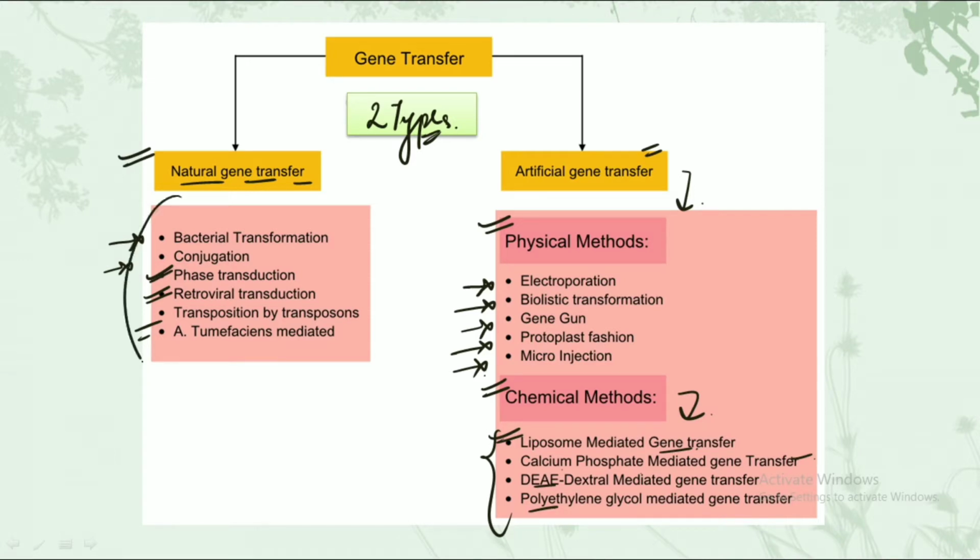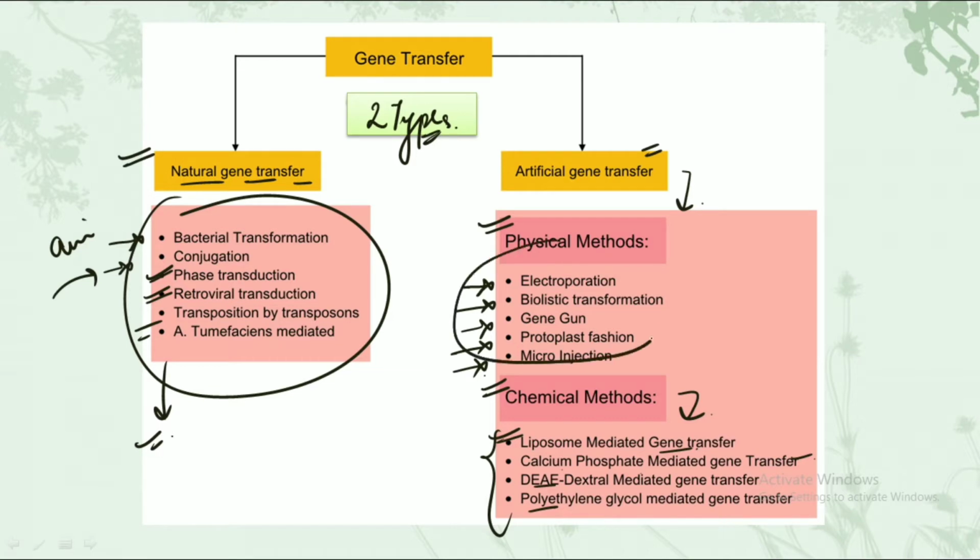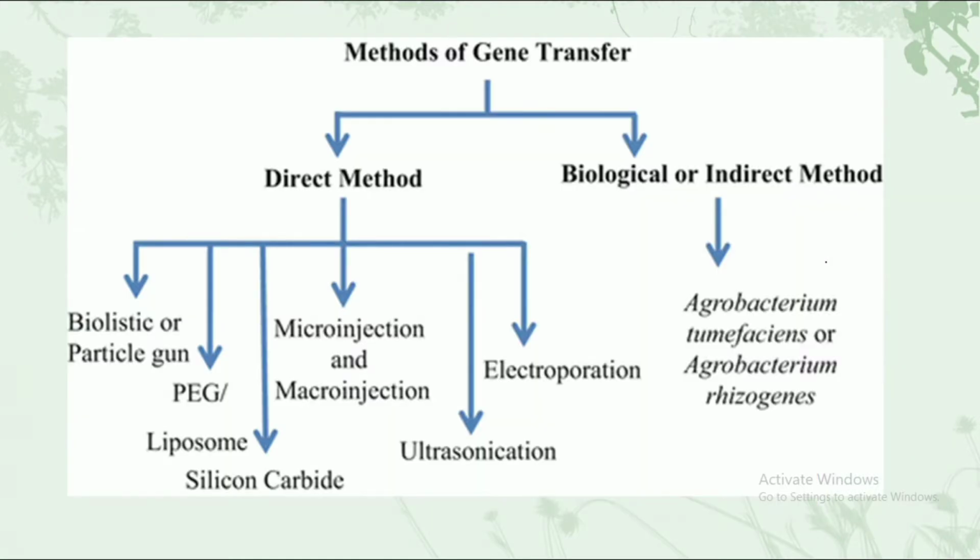These are the methods that are mainly used for animals, but some of them could be used for plants too. But the physical methods are mainly applicable for transgenic plant production. And if we want to classify the methods of gene transfer, we could also classify them on the basis of direct and biological, or indirect. When we look at the direct methods, the first one is the biolistic and the particle gun.